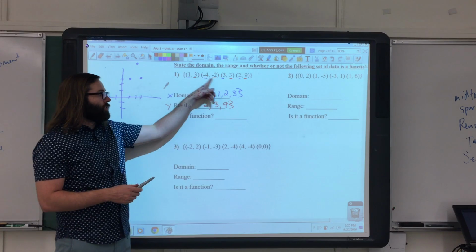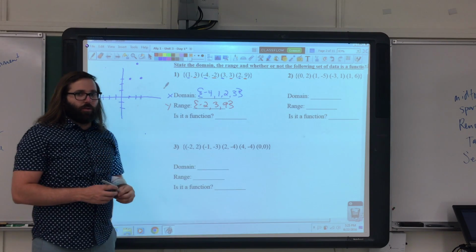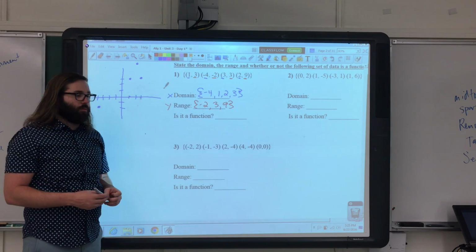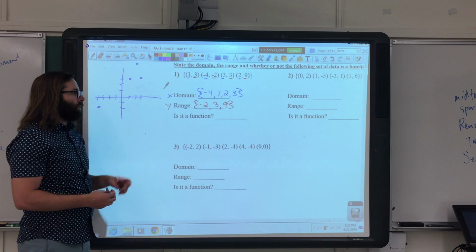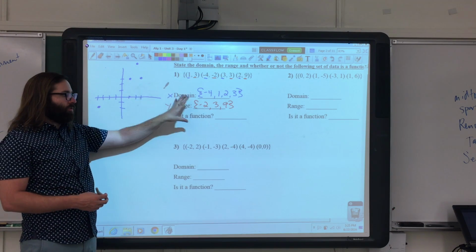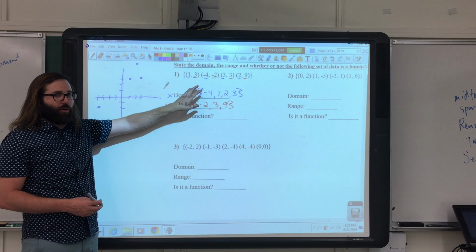Okay, if you had a whole bunch of the same thing, your range would be very small. And there's nothing connecting here, so these are the only values you can have for your x and y's.